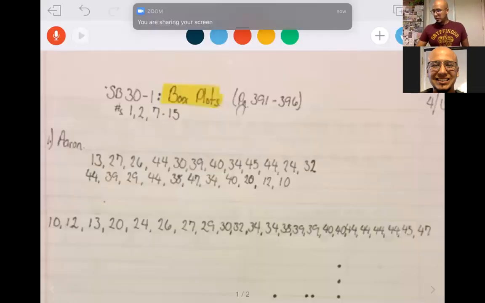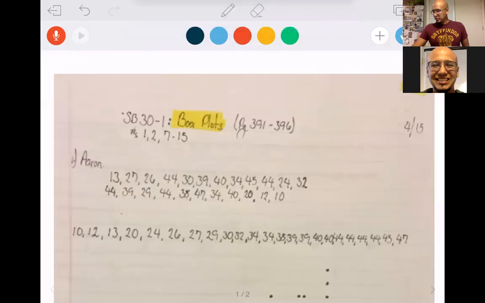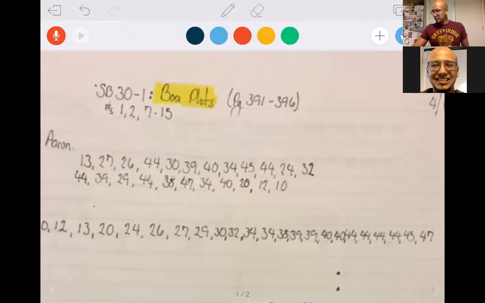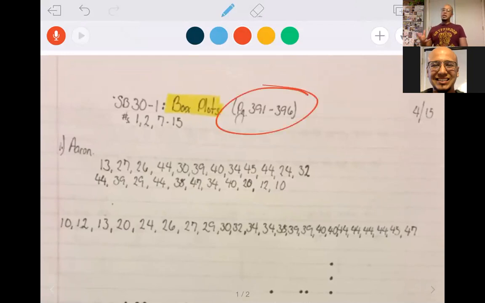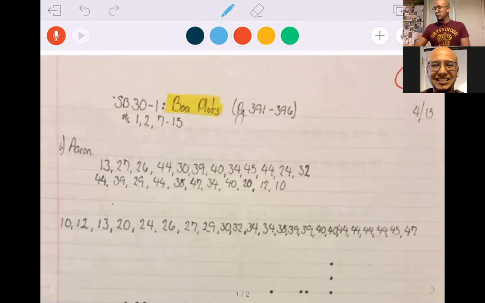Yes, here we go. All right, your notes should look something like this, or if you're looking at our notes online, you will see this exactly. Again, we're in SP 30-1, box plots, and this is the page number. Please have that open in a different page or follow along in your textbook, page 391 to 396. We're going to begin with numbers one and two. And this is our 54th lesson, hence why I have the 54 up there.